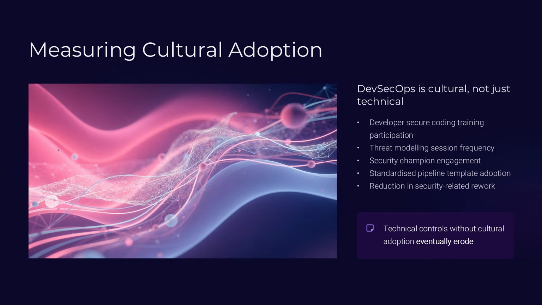DevSecOps is not only technical, it is cultural. You should measure developer participation in secure coding training, frequency of threat modeling sessions, security champion engagement, percentage of teams adopting standardized pipeline templates, reduction in security related rework. Culture metrics indicate whether security is embedded in engineering mindset. Technical controls without cultural adoption eventually erode.